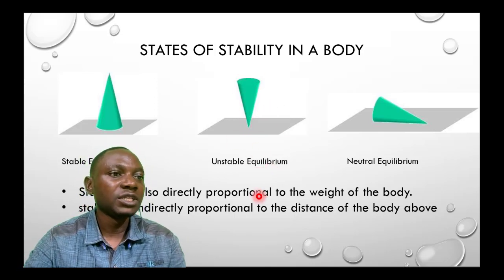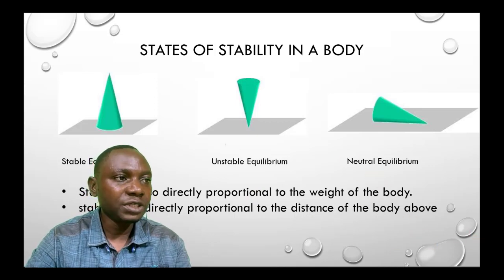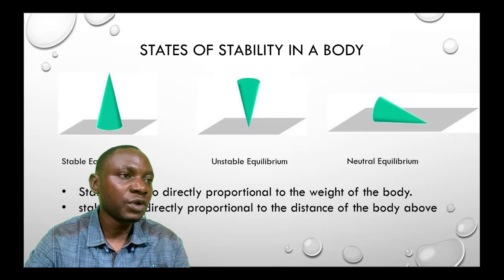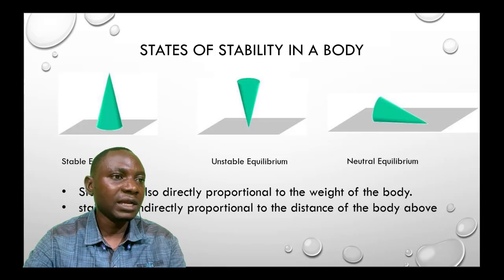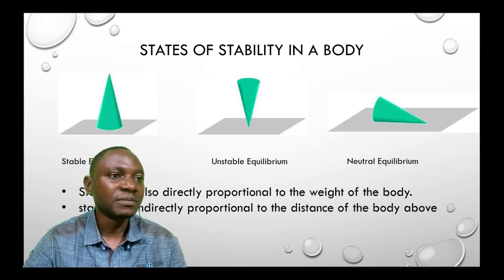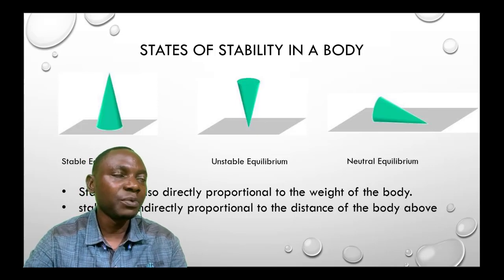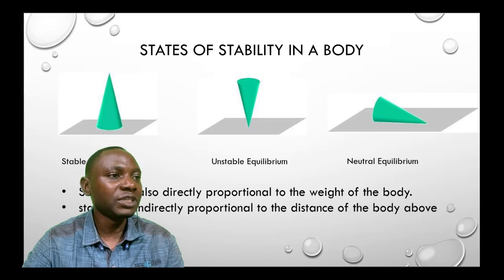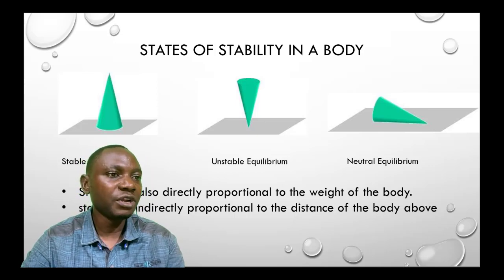And the third one is neutral equilibrium. When an object is in a state of neutral equilibrium and an external force acts on it, it will not fall, and the position of the center of gravity is the same. It is not affected. So you just see examples of such objects, round objects that will just be rolling and moving around, as it is shown on the screen here.